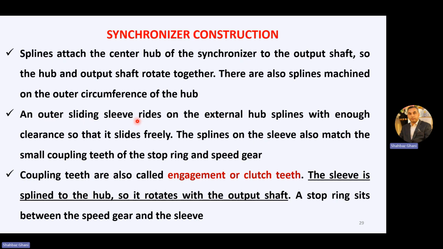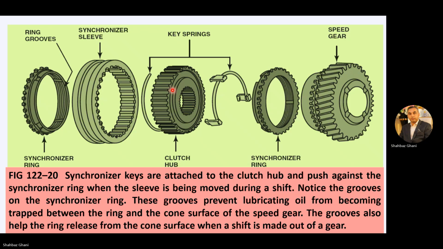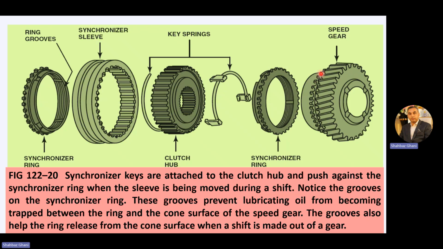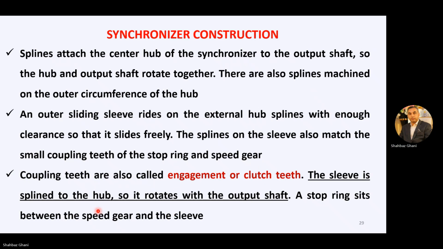An outer sliding sleeve rides on the external hub splines with enough clearance so that it slides freely. The splines on the sleeve also match the small coupling teeth of the stop ring and the speed gear, here and here. Coupling teeth are also called engagement or clutch teeth. So these are the coupling teeth.